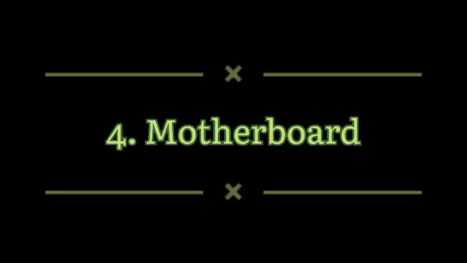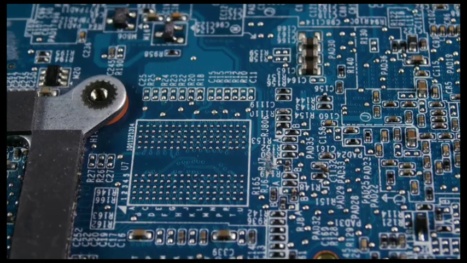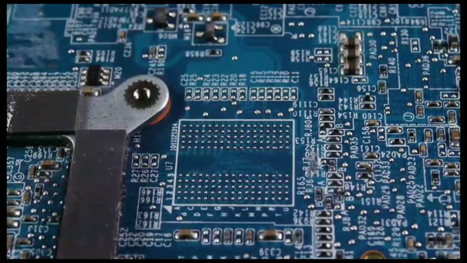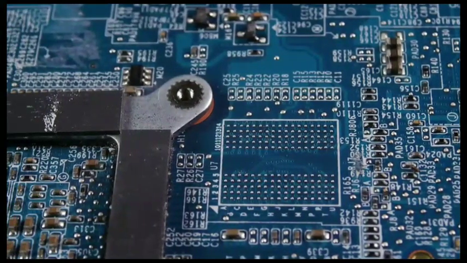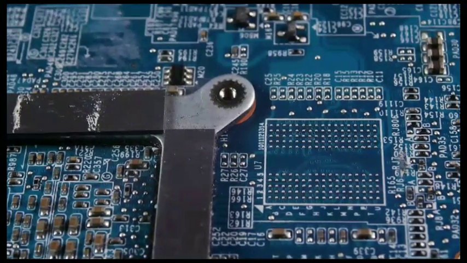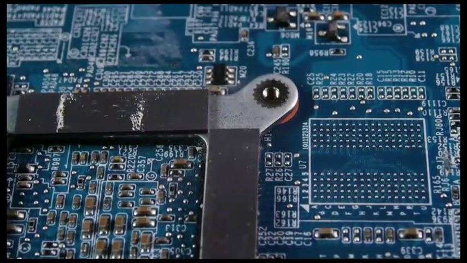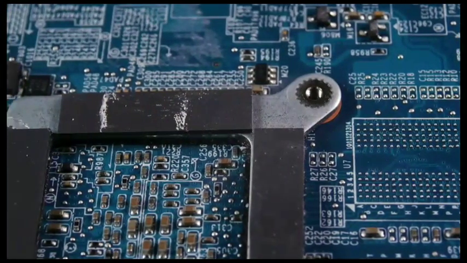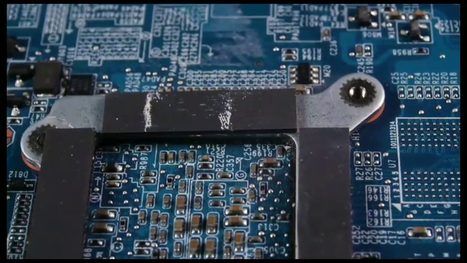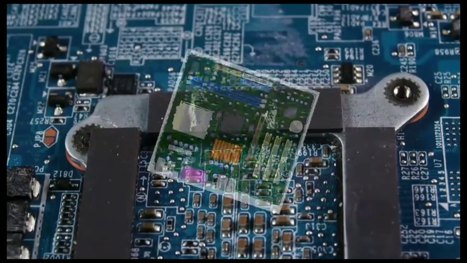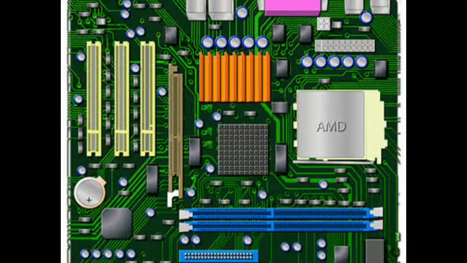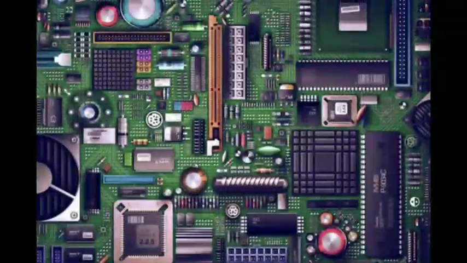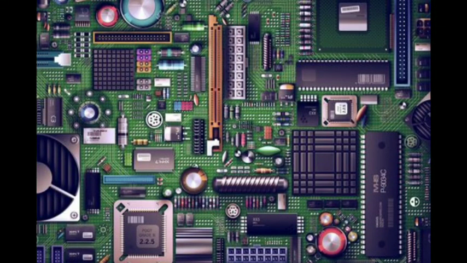Number 4, motherboard. It is a large circuit board. The motherboard serves as a single platform connecting all the parts of the computer together. It connects the CPU, memory, hard disk, optical drive, video card, sound card and other ports. It can be considered the backbone of the computer. So that is why the motherboard is called the backbone of the computer.